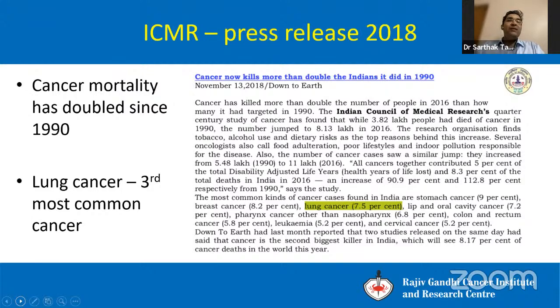This is the ICMR 2018 data, which suggested that lung cancer is the third most common cancer. Next.